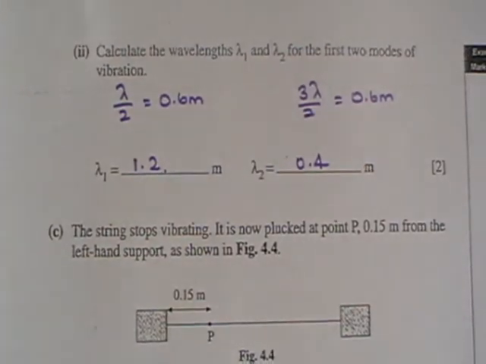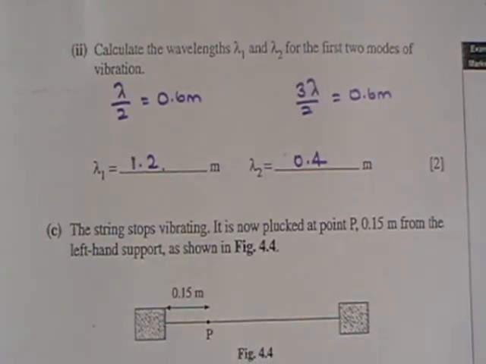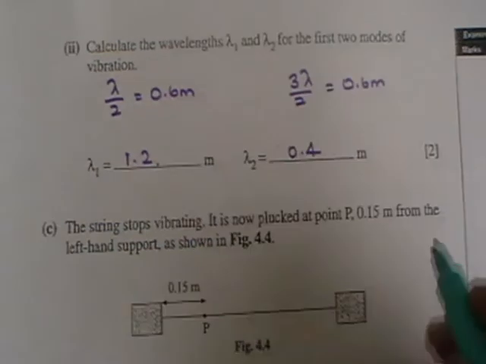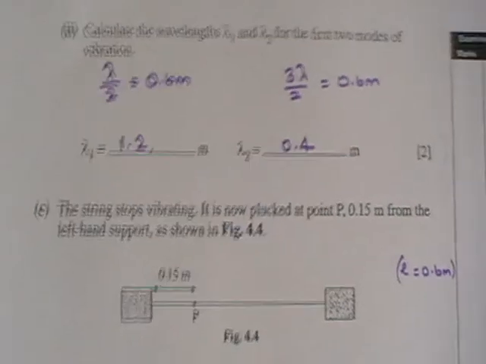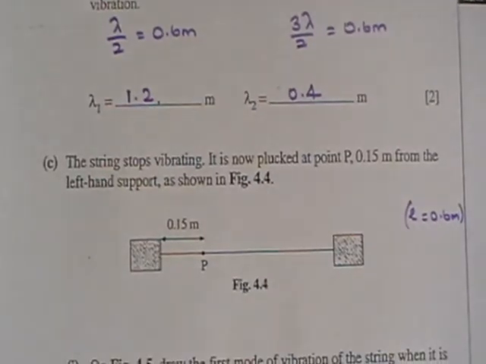And part C. The string stops vibrating. It is now plucked at point P, 0.15 meters from the left-hand support as shown in figure 4.4. Remember, it's got a length of 0.6 meters. Draw the first mode of vibration of the string when it is plucked at this point.